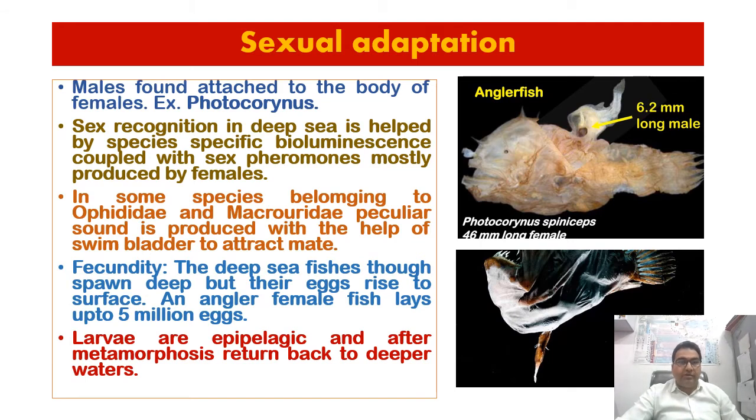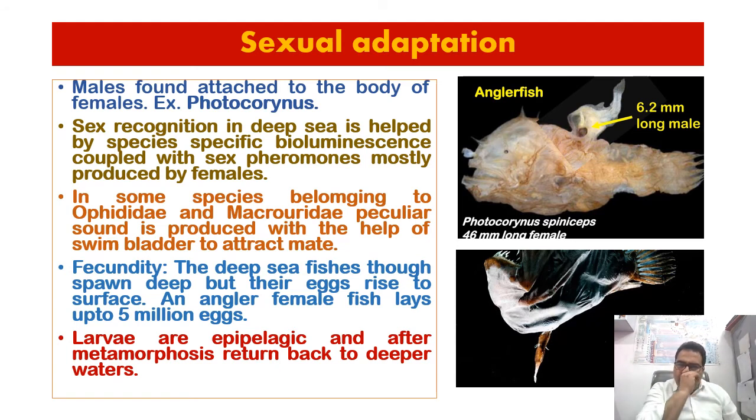Then the sexual adaptation. If we talk about sexual adaptation, in the deep sea water it is very difficult for the organisms to find a mate for reproduction. Food is scarce. To find a mate is very difficult.